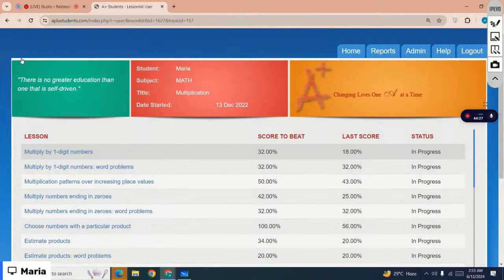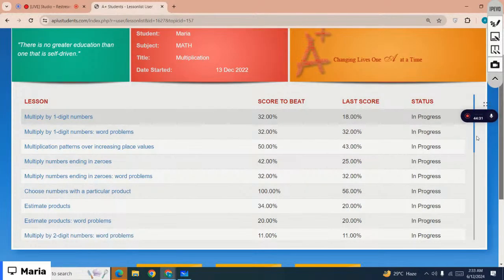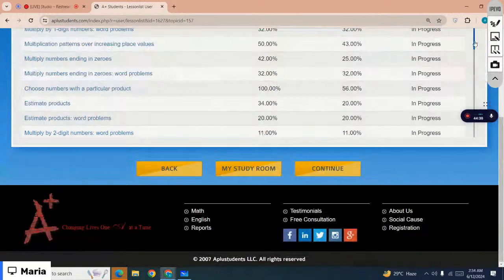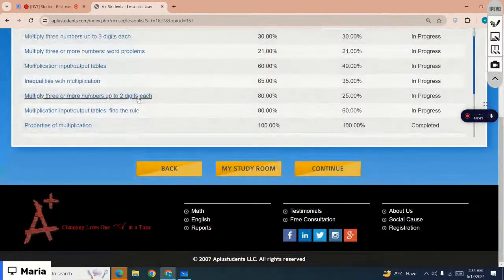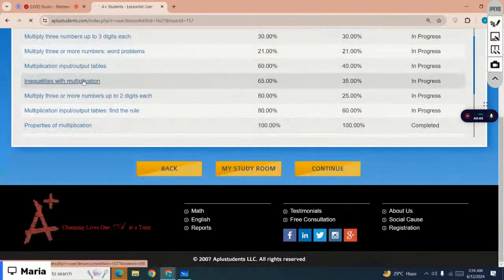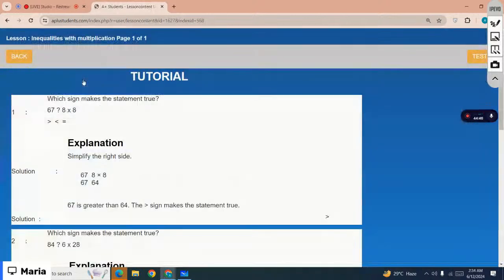The next lesson is, why can't I scroll down? What's wrong? Inequalities with multiplication. Let's just start with the next lesson.